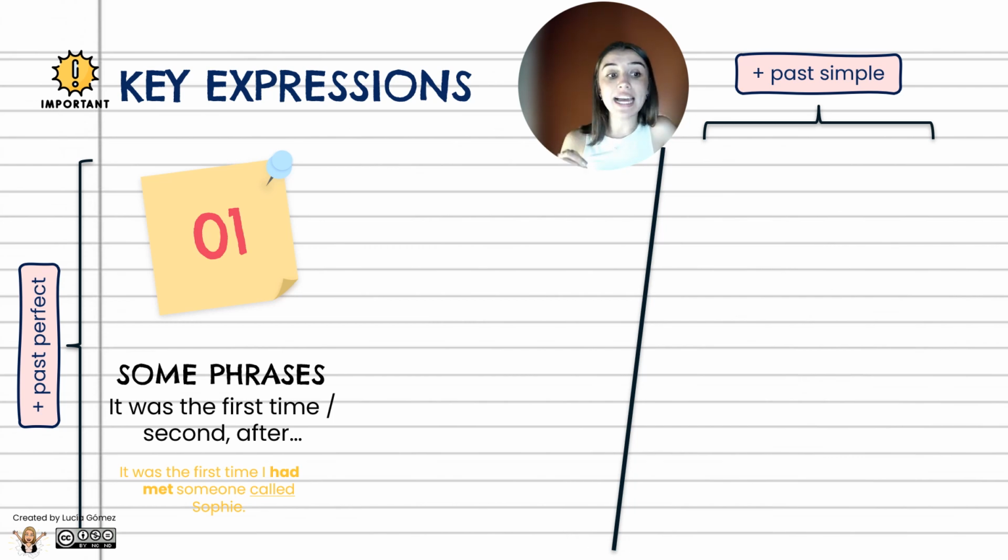It was the first time I had met. There you can see our past perfect. And then someone called Sophie. Era la primera vez que conocí a alguien que se llamaba Sophie. Y recordad, no tengo ningún presente. Todo está situado en el pasado.